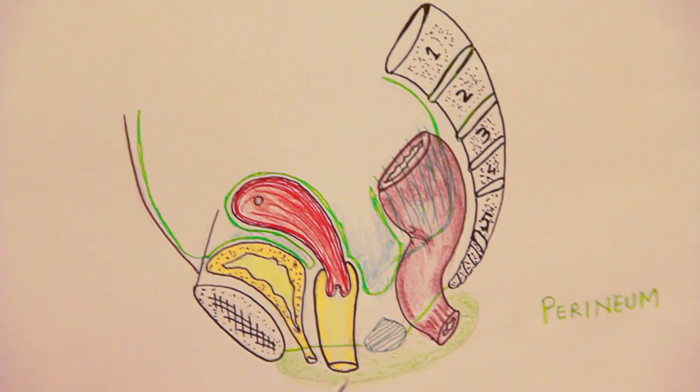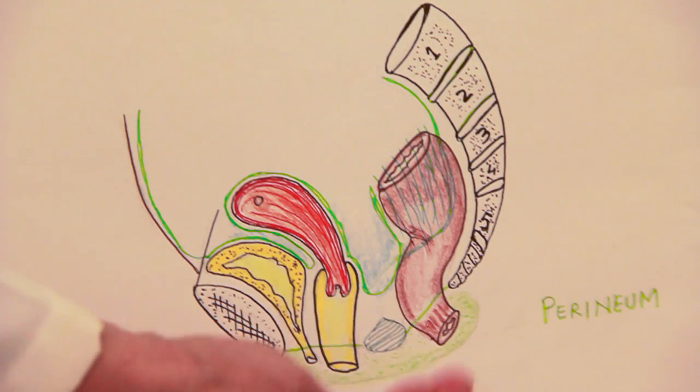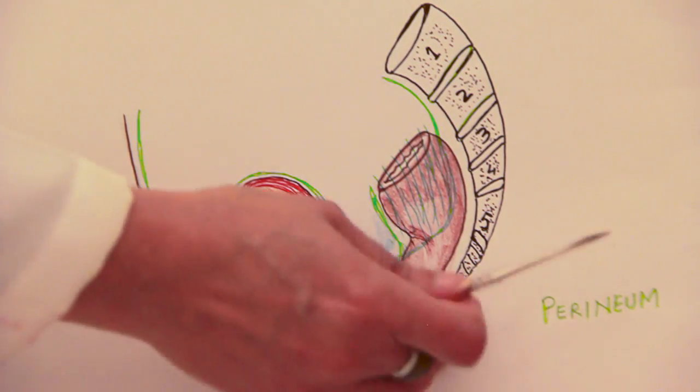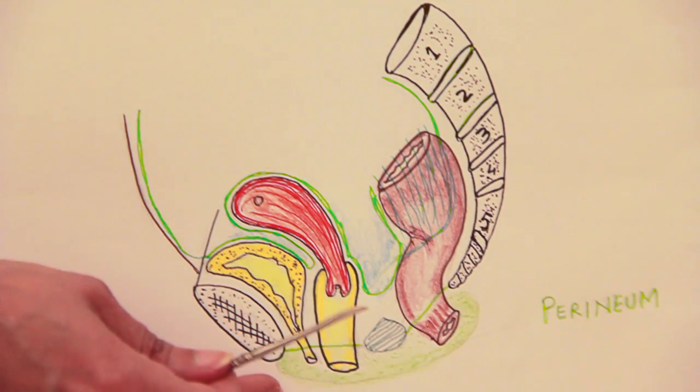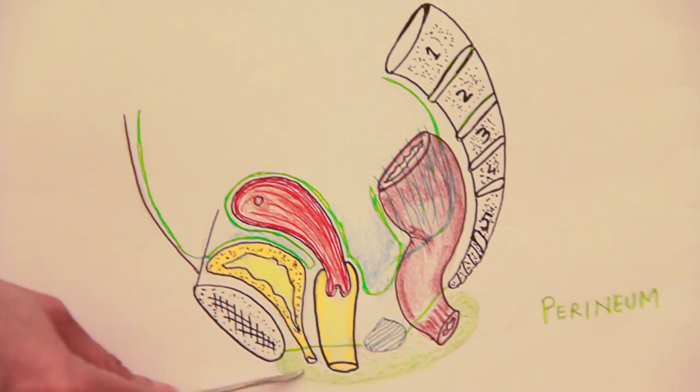A procedure can be performed per vagina, because this is the vagina, and by the way, this is the perineal body, and this green colored region represents the perineal region, which lies below the pelvic region. This is the region which holds the external genitalia in both sexes, the perineal region. Okay, this is the perineal membrane.